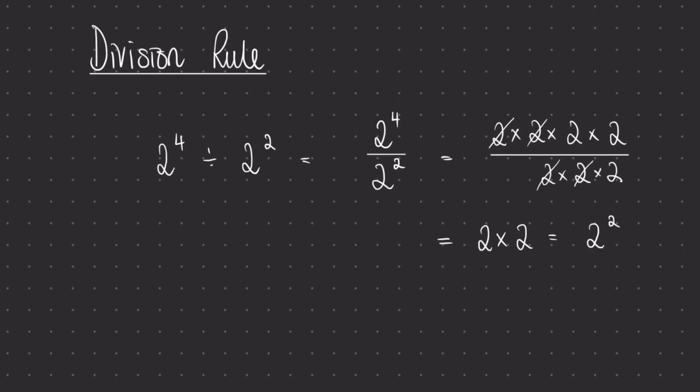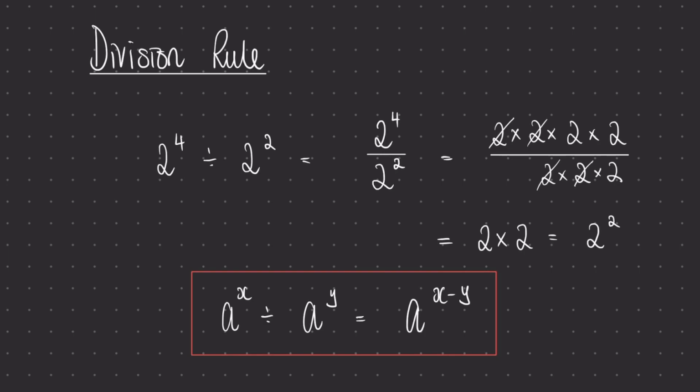So we can write out the general case then. If a was raised to the power of x, and we divided that by a to the power of y, then the final answer would be a to the power of x minus the second index y. So this is what we call the division rule. Again, like the multiplication rule, we must have the same base when we are doing this simplification.